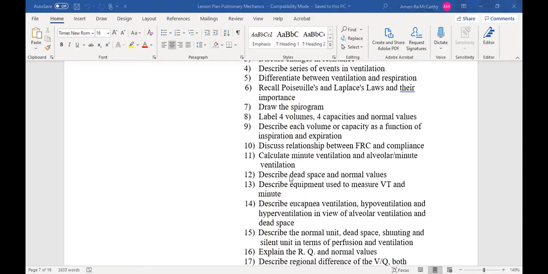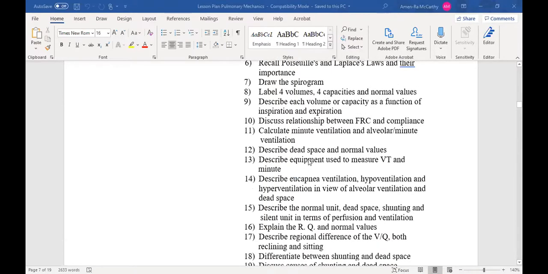You want to learn how to calculate that based on the patient's weight and height. All right. Describe the equipment used to measure the tidal volume and minute ventilation. Describe eucapnia. What would eucapnia be? What does eucapnia mean?